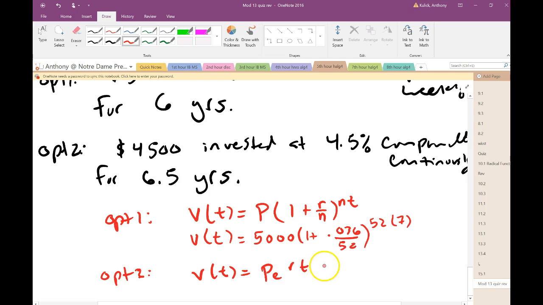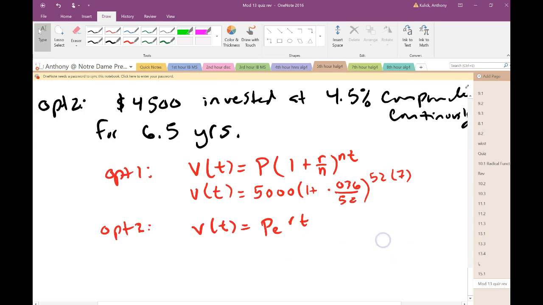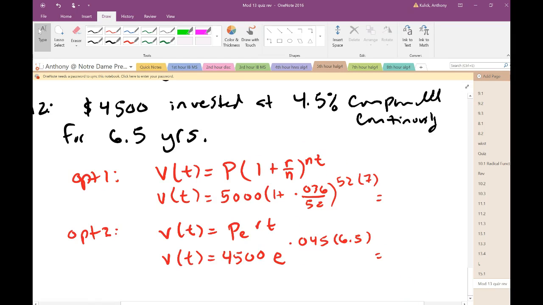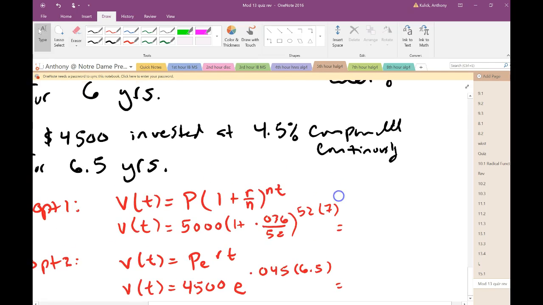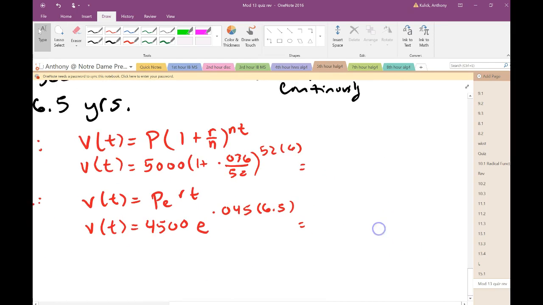Yes. And then the other one, we're solving for V of t. The P is 4,500. E to the 0.45 times 6.5. Anybody with a guess about which one of these is going to work out better before we actually do the computing? Okay. Most people, it sounds like, are picking the second one. I think you might be disappointed.